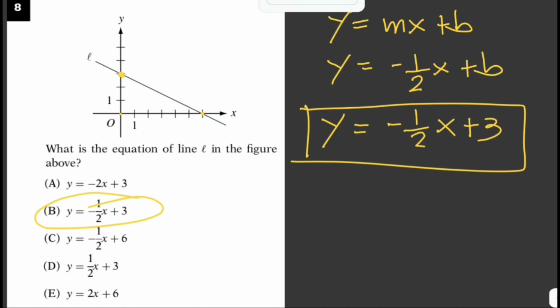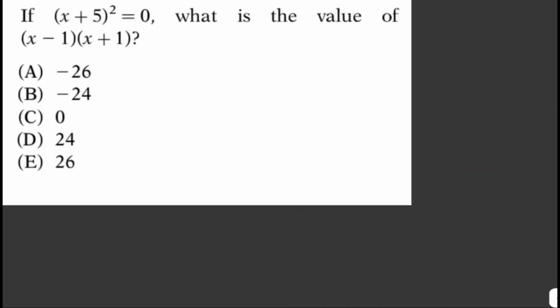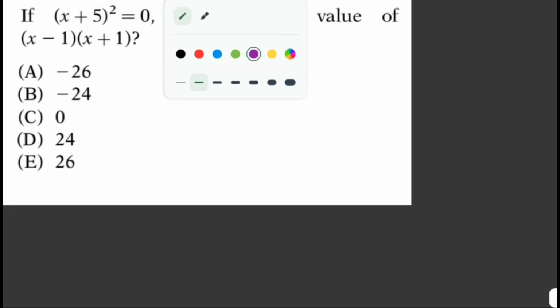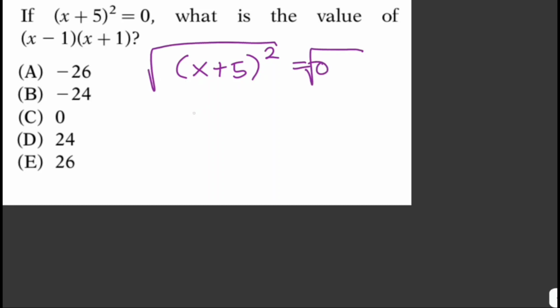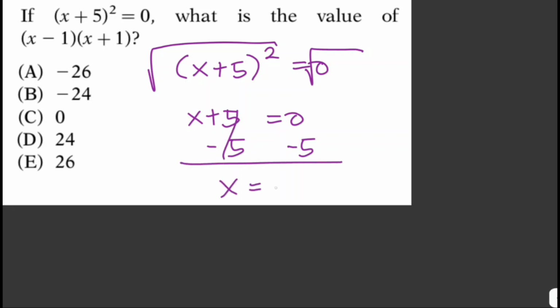Let's solve another problem. If (x plus 5) squared equals 0, what is the value of (x minus 1) times (x plus 1)? So let's solve for the value of x first. We take the square root of both sides, then we have x plus 5 equals 0, then subtract 5 from both sides. Therefore, x is just equal to negative 5.